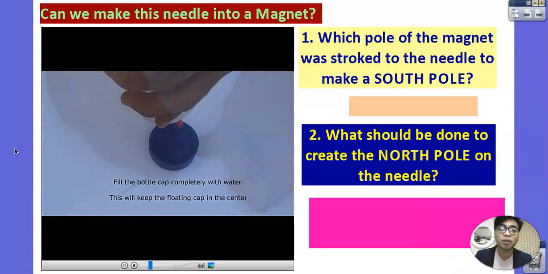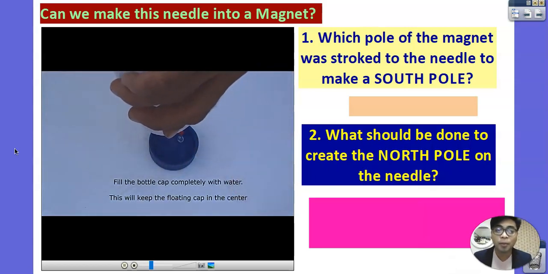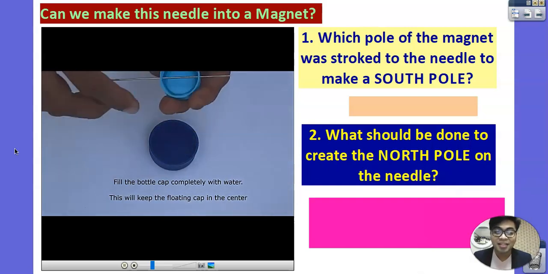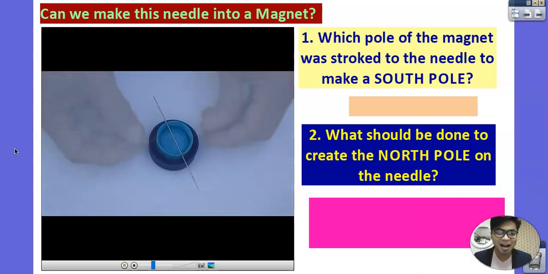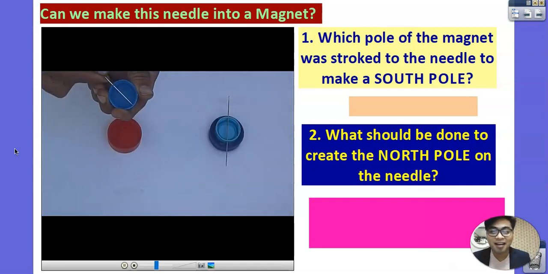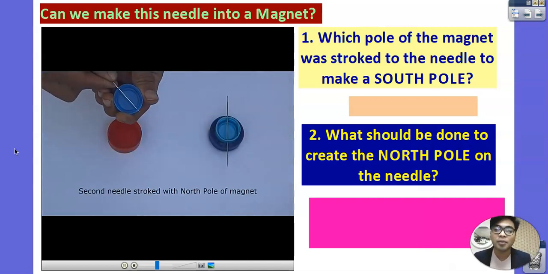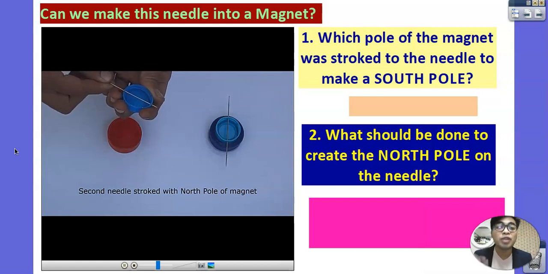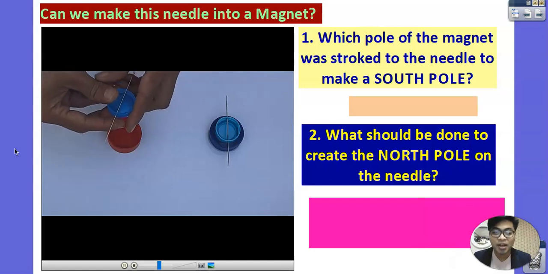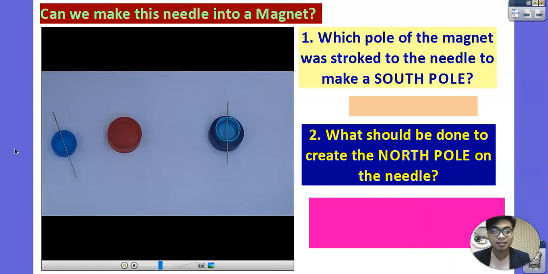So what will happen to the pole of the needle? And we're going to have this one. Later on, I'll be asking you what kind of device we are using. So there, you have the needle compass, which is now ready. You have there the north pole, and you have there the south pole. Let's take a look at this one, the second needle stroked with the north pole of the magnet. So we're talking here about the tip of the magnet.